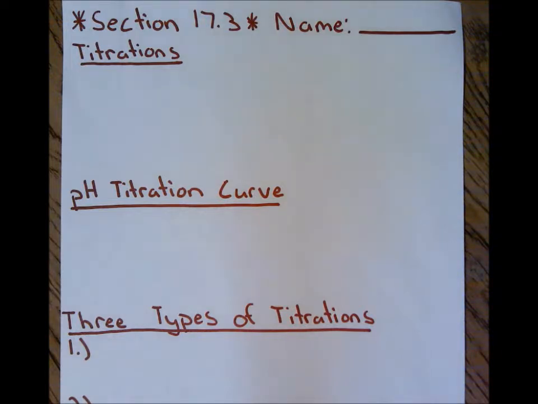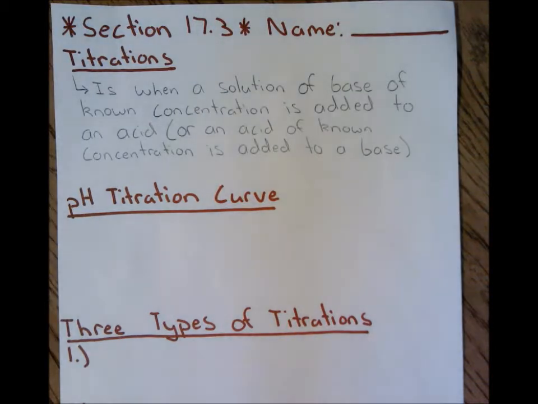So what we first get started with is, what is titrations? Titrations just happen when a solution of base of known concentration is added to an acid, or an acid of known concentration is added to a base. So real simply put, a titration is adding a base to an acid, or vice versa.